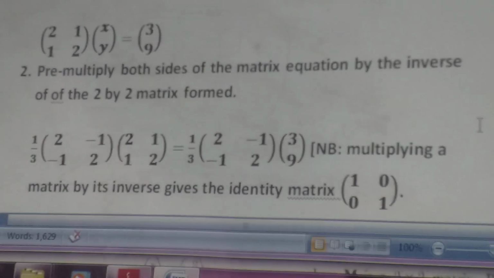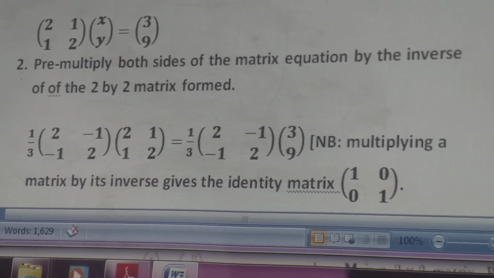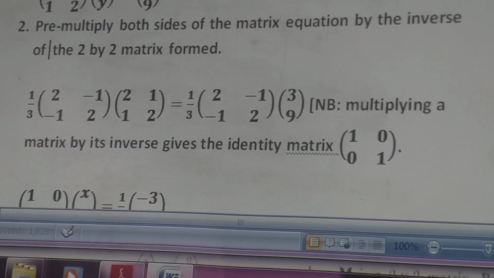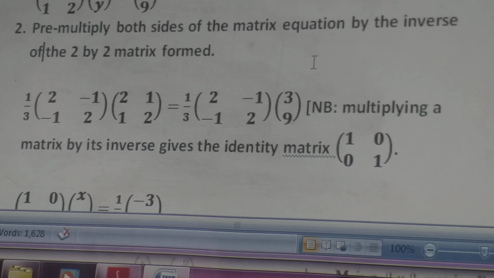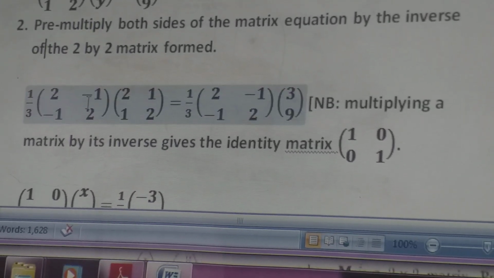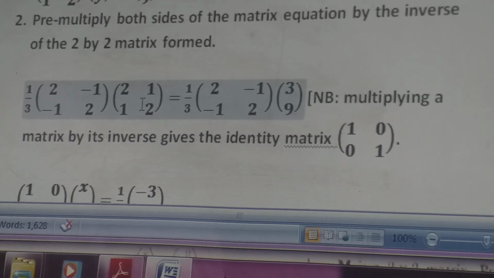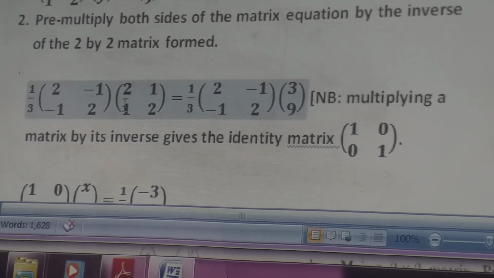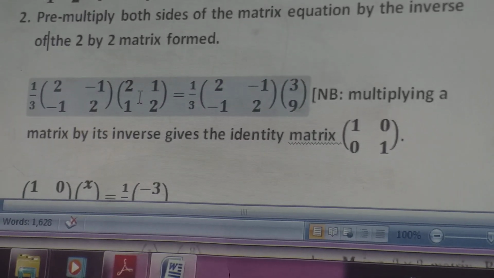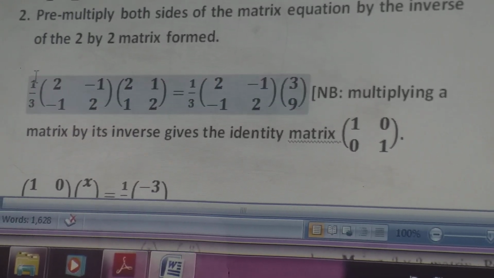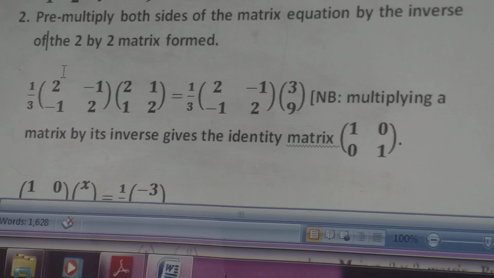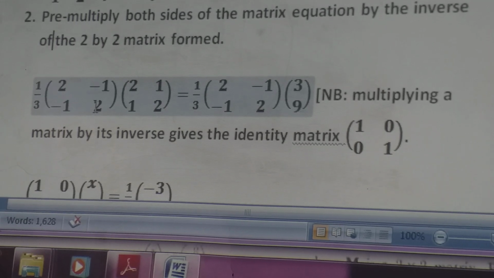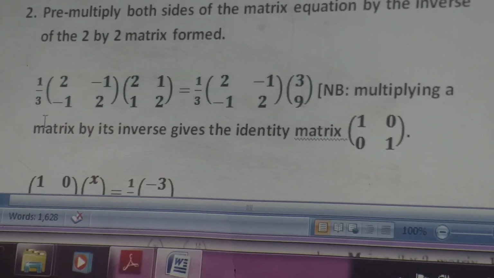Pre-multiply both sides of the matrix equation by the inverse of the 2 by 2 matrix formed. Now we find the inverse of this matrix. We all know how to find the inverse. We know that first we find the determinant. That's 2 times 2, which is 4, minus 1 times 1, minus 1. So we get 3. Inverse is equal to 1 over the determinant, which is 3, times the matrix with interchanges. What interchanges take place? These 2 and the 2 exchange positions, while the ones change their signs.